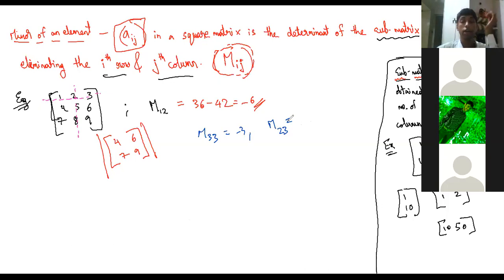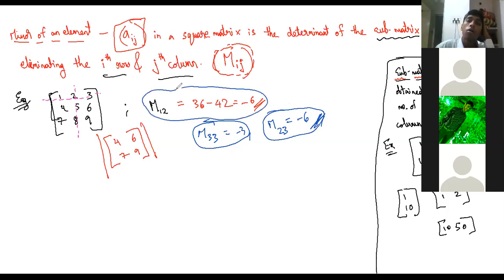Minus 6. Minus 6. Okay. You guys are able to understand? Yes, sir. So anyone has doubt? Is anyone amazed or stunned how we got these values? Okay. ठीक है ना? So M23 will be 6 only.